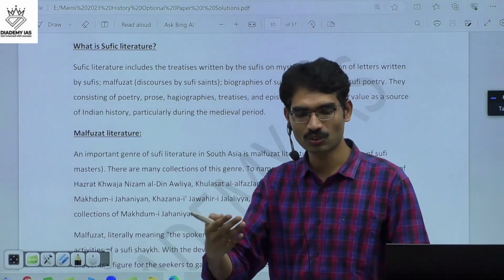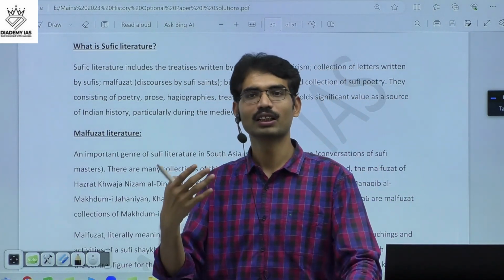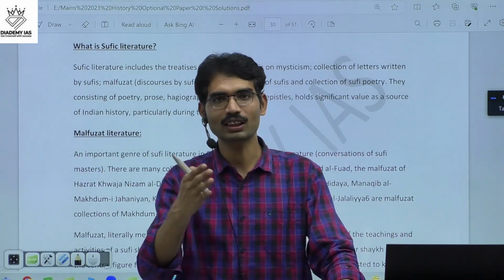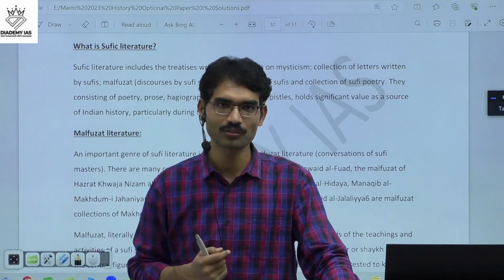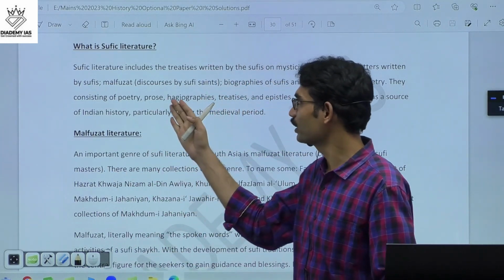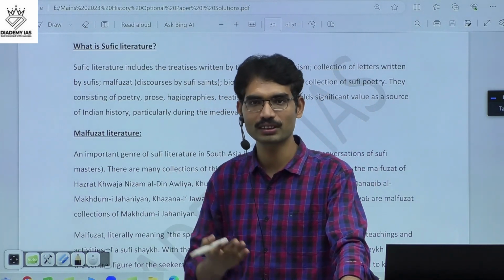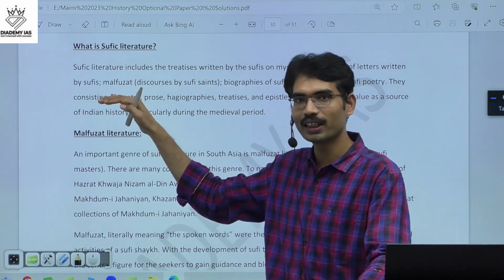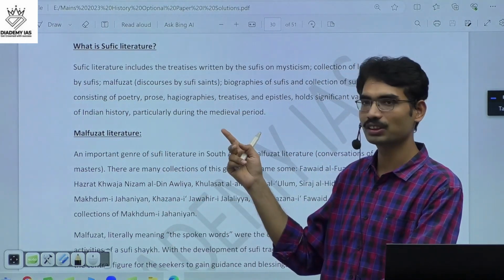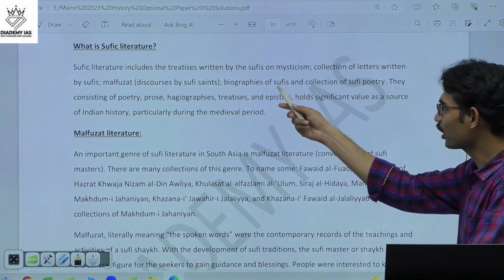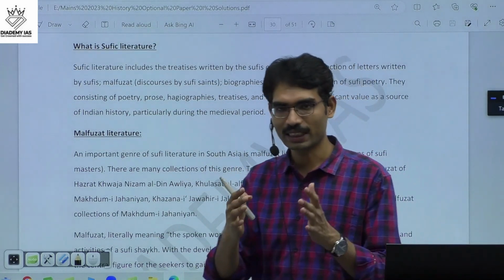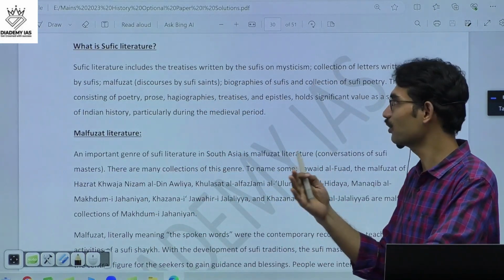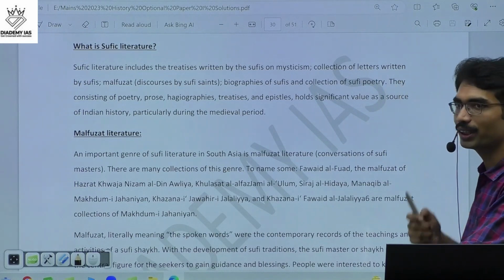Sufi saints used to give discourses. Today also, many spiritual gurus are giving speeches. And if you observe those speeches, mostly they are talking about the socio-economic conditions of the present day, the 21st century. When these Sufi saints were talking in the 13th and 14th centuries, they were talking about the socio-economic conditions of those times. And we get to know about the society and the history of that time period. Biographies of Sufis: some texts on the lives of different Sufi saints give information about it. Collection of Sufi poetry.